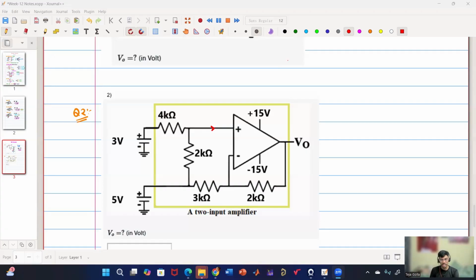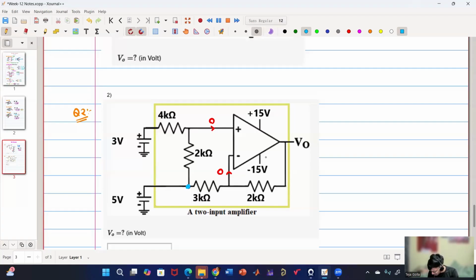So what is the current in this direction? Says 0. So this is 0. And current in this direction? 0. People are saying 0. So this is also 0. So now I'll ask you another question. What is this terminal voltage? This terminal. This terminal voltage.